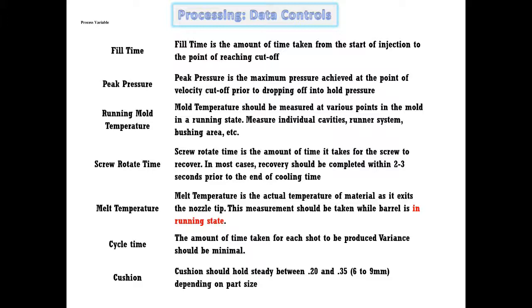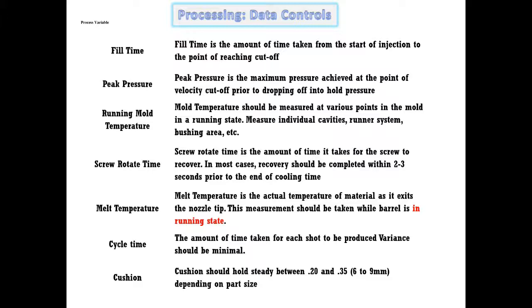Another key would be your melt temperature, and this is the actual temperature of material as it exits the nozzle tip. You can also measure melt temperature coming through the hot runner. The measurement should always be taken with a barrel in a running state, so you're going to want the press to run for 30 to 45 minutes before you actually take a melt temperature reading. This will assure that you're consistent.